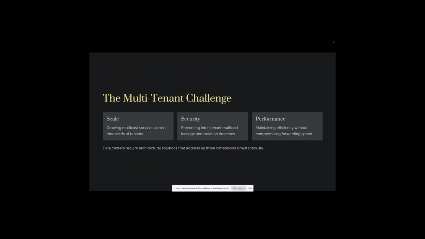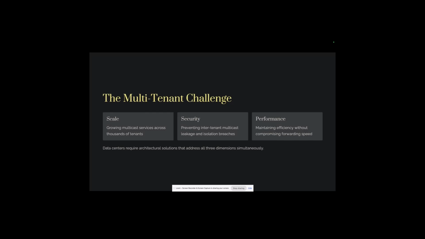The multi-tenant challenge. We have three challenges: scale, security, and performance. With scale, the growing multicast services across thousands of tenants and scaling the number of VTEPs and spines across the fabric with sources and receivers everywhere poses a different set of challenges in a hyperscale data center.